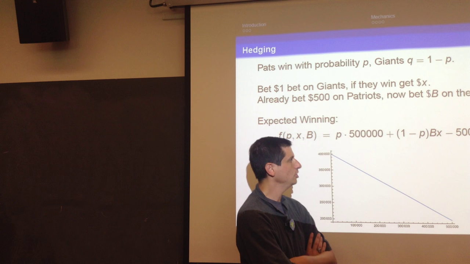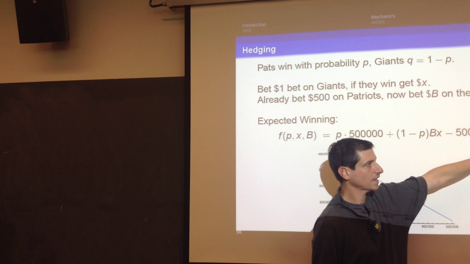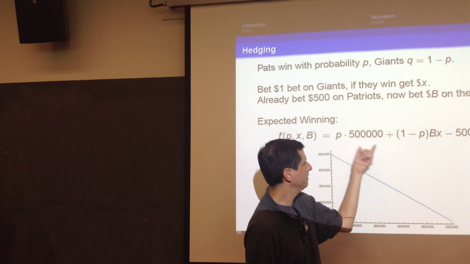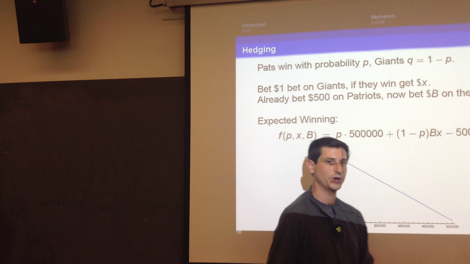You've already bet $500 and now you're going to bet B dollars, you're going to lose that no matter what. If the Giants win, which happens with probability 1 minus P, you get back BX. And if the Patriots win with probability P, you get this. So this is your expected value.